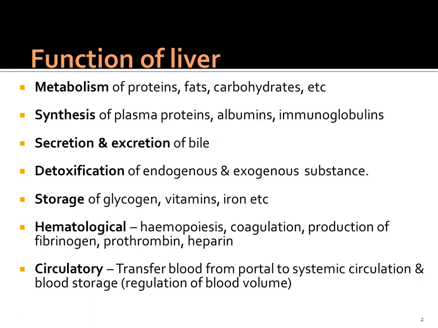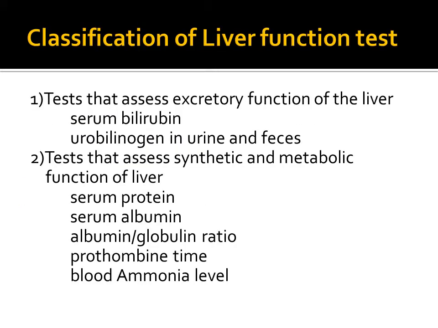Now the classification of liver function tests. First, the tests which measure the excretory function of the liver, like measuring serum bilirubin level and urobilinogen level in the urine and feces. The second are tests that assess the synthetic and metabolic function of the liver. For example, measuring serum total protein, serum albumin level, albumin globulin ratio, prothrombin time, and blood ammonia level.